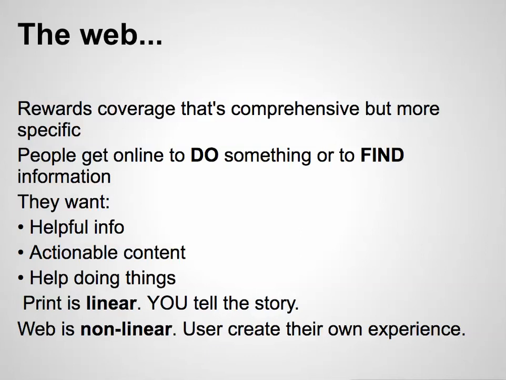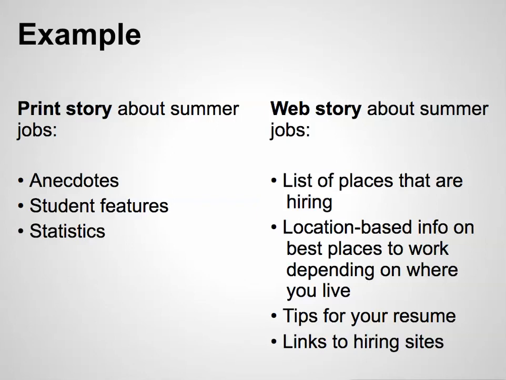So for example, if you have a print story about summer jobs, you might have anecdotes, you might do features on students, you might talk about job statistics, and that's all great for print. But online, you want to offer something to your readers. So having a list of places in town that are hiring is super helpful for high school students, and since it's online, you can update it. If they stop hiring, you can just take the name off the list. Having some kind of location-based info on the best places to work would be amazing.